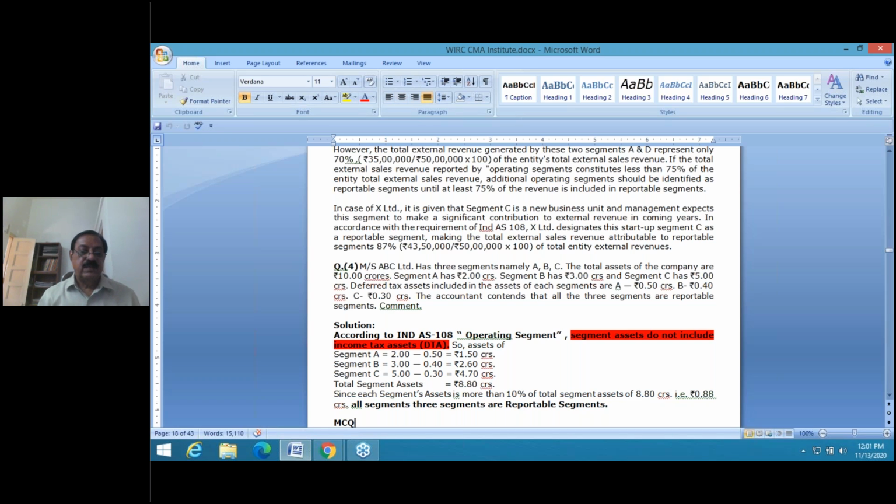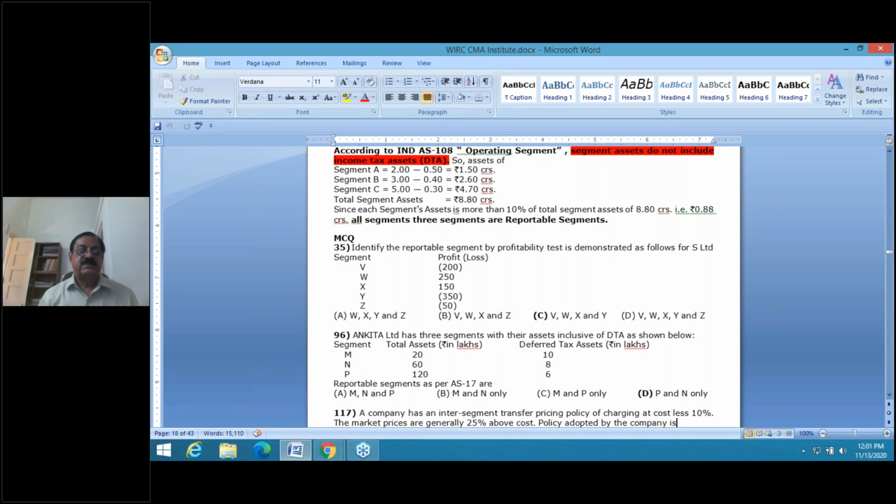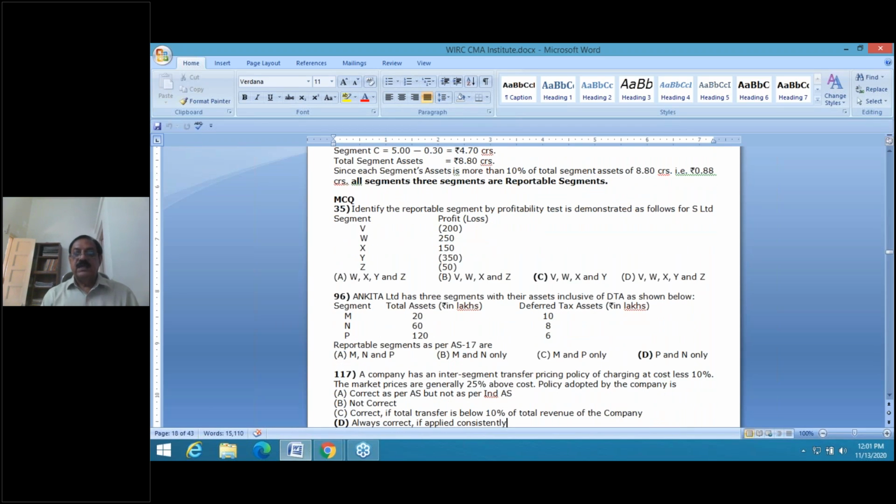Okay, friends. Now I am giving you two questions, 35 number and 36 number, and giving you 2 minutes time. Can you identify the reportable segments? First, question 35 is regarding profit and loss. So you have to make the total of profit and the total of loss. Take the higher figure in absolute terms and take 10%.